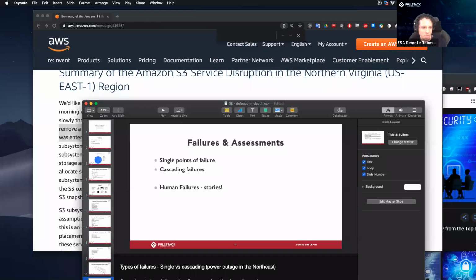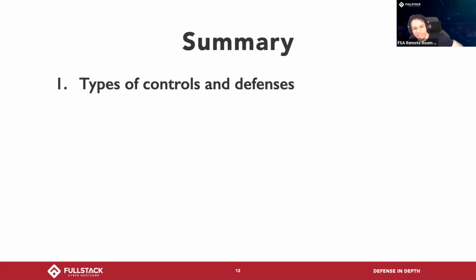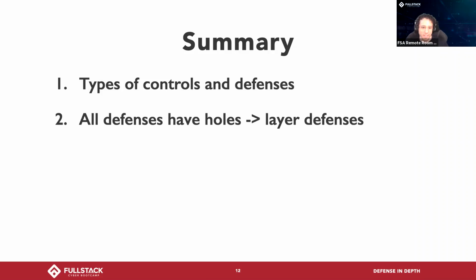Okay. Cool. So in summary, we talked about different types of controls and defenses. We talked about how we can classify them. We have the people, we have the physical, and we have the technical controls. All of our defenses have holes, and that is purposeful. Your house has a door. So to mitigate that, we have to layer the defenses up. You'll have multiple firewalls, you have IDS, you have encryption, you have passwords.